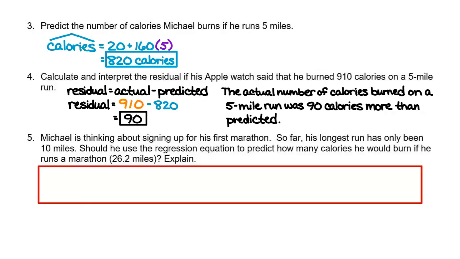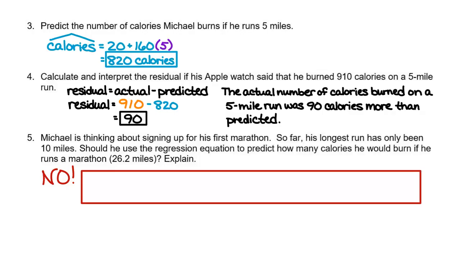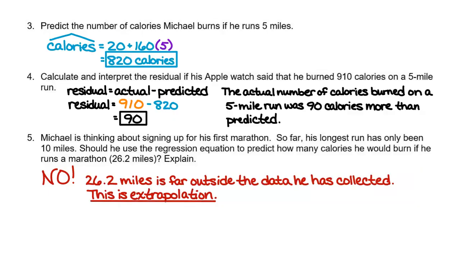Michael is thinking about signing up for his first marathon. So far, his longest run has only been 10 miles. Should he use the regression equation to predict how many calories he would burn if he runs a marathon, which is 26.2 miles? Matthias says no. Why? It's too far away from the data. That's exactly right. It is too far away from the data collected. We would consider this extrapolation.